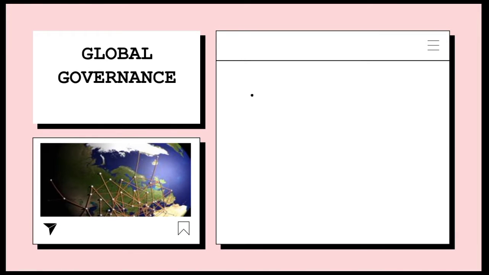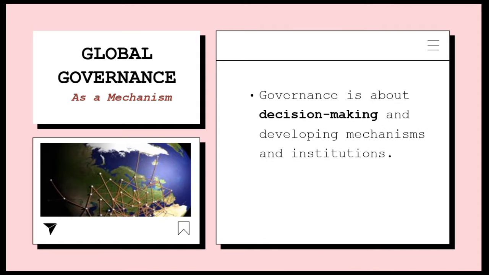Next perspective is global governance as a mechanism. Governance is about decision-making and developing mechanisms and institutions required for achieving desired policy outcomes. Global governance can be seen more practically as a mechanism to make collective decisions, enforce global rules, and address common problems. Mechanism becomes a collective push by agents seeking to govern activities in the respective issue area.